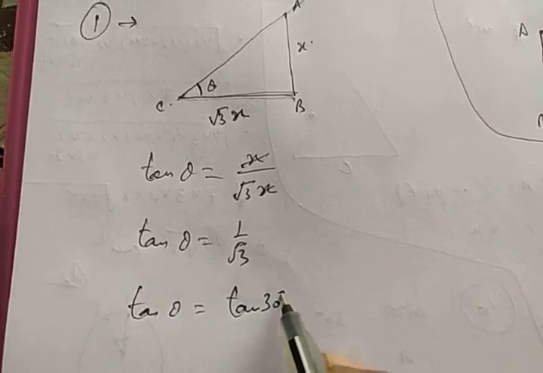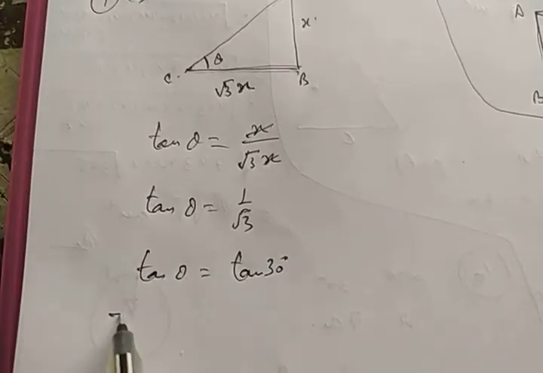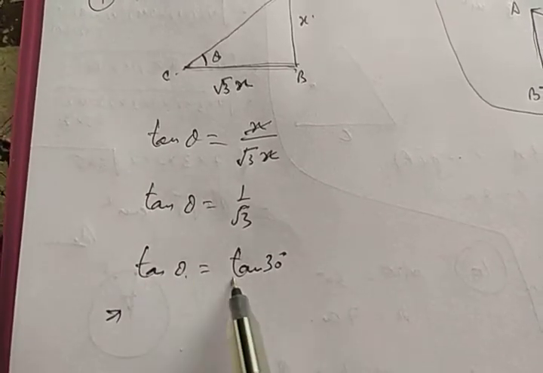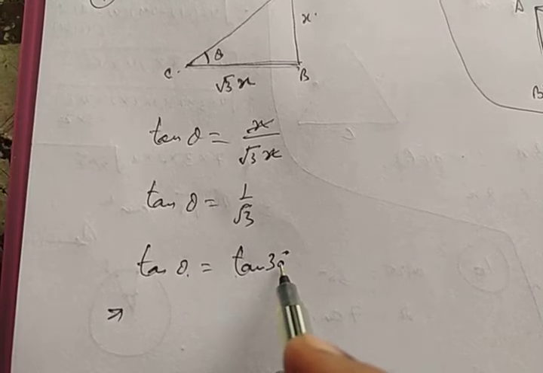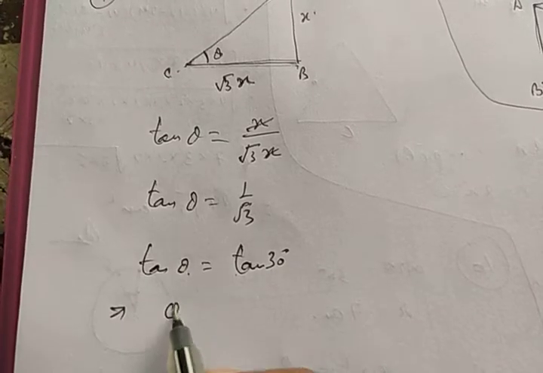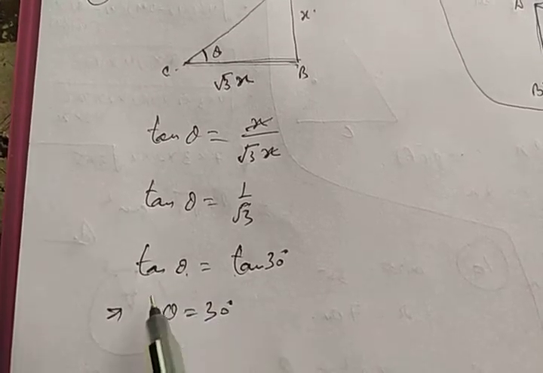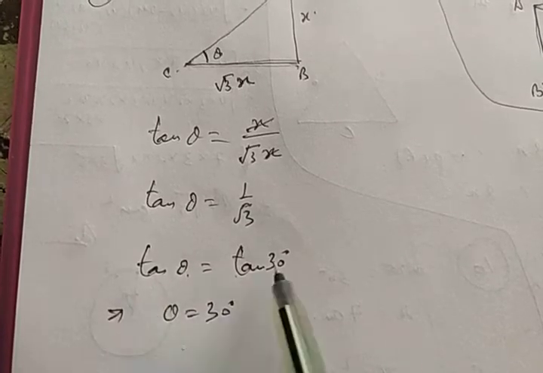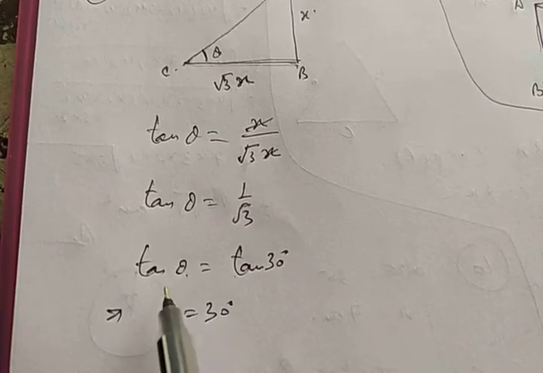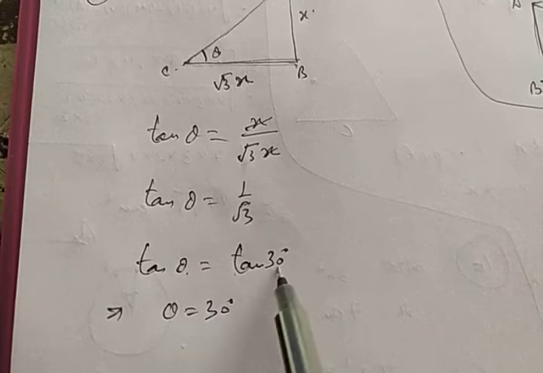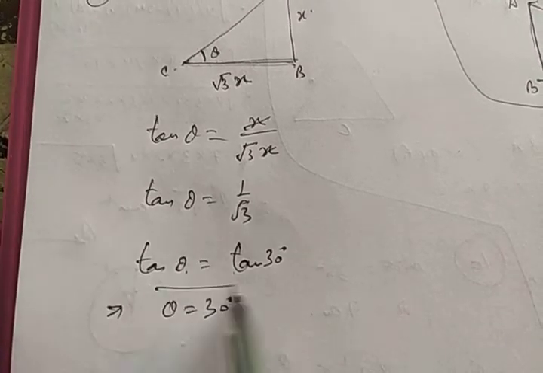You will have to write in the same manner as I am writing. Now when tan theta is equal to tan 30 degrees, then this theta will be equal to 30 degrees. You will not cancel theta and tan, then you will get 30 degrees. Simply on comparison, you are writing theta is equal to this much.